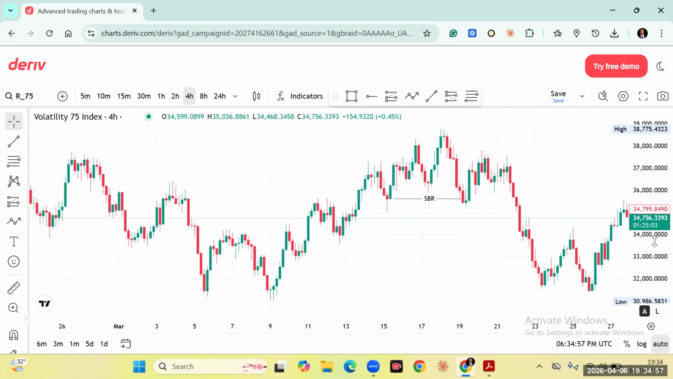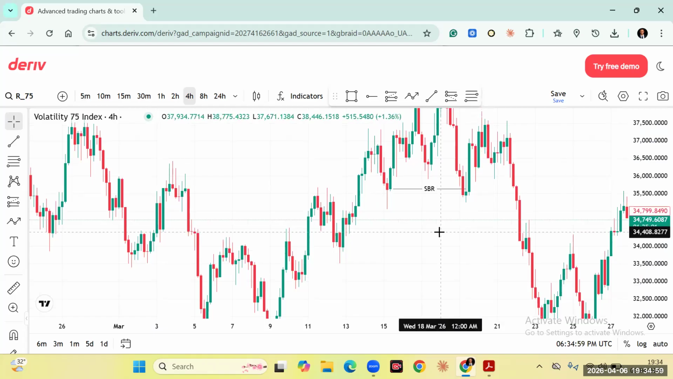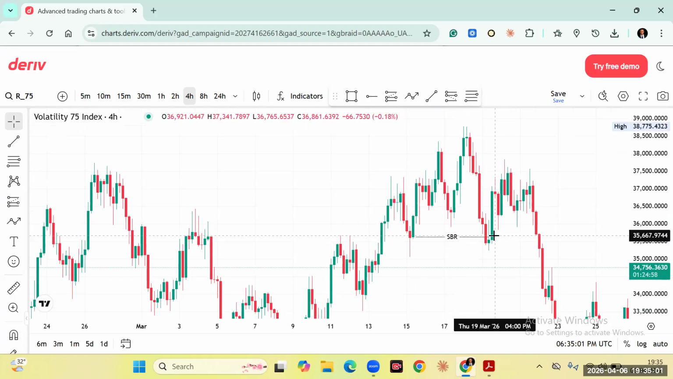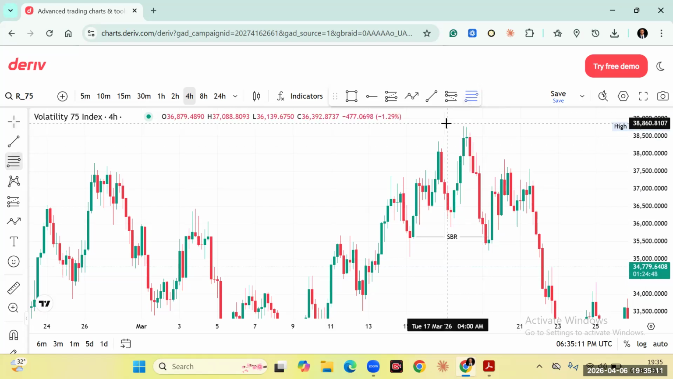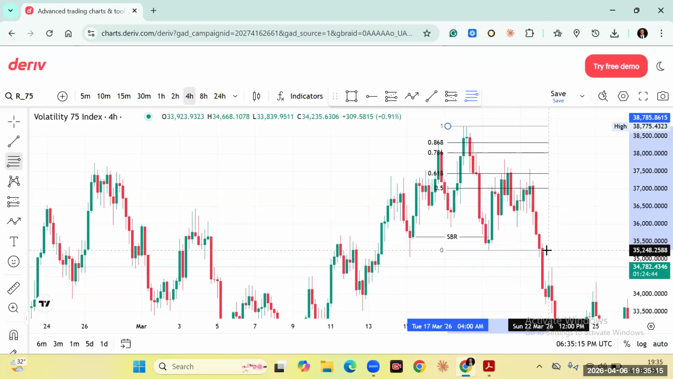So you want to wait for the range, the full range, to form. So this was when the full range formed. It started with a rejection, even though it was not a bearish liquidity grab, but there was a rejection here. Then price broke the low. So let's mark it. This is the high of the range. This is the low of the range.